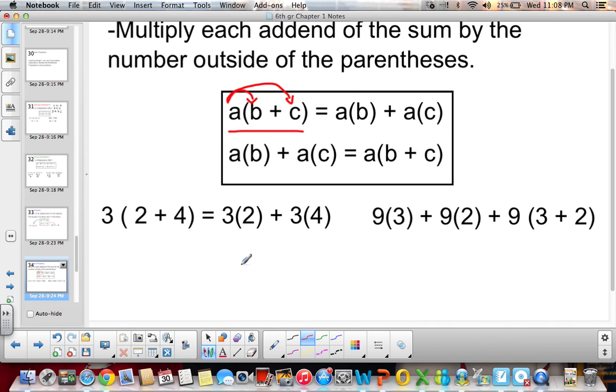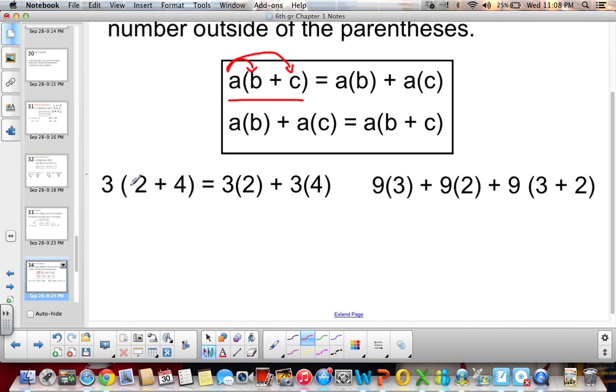So let's look at that one. It's a little bit more confusing than the rest. So if we solve by order of operations, we would have 3 times, do parentheses first, so 3 times 6, and then we get 18. Here we have 3 times 2 is 6, plus 3 times 4 is 12, and then we get 18. So see how I pulled my 3 out, and I multiplied it by 2 and by 4.